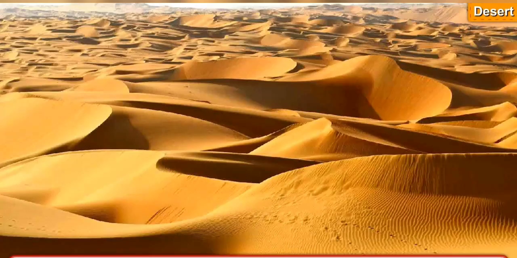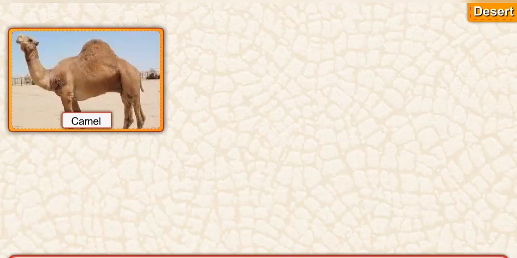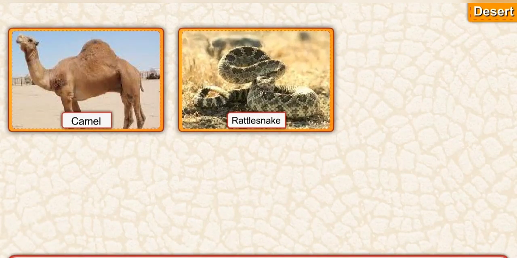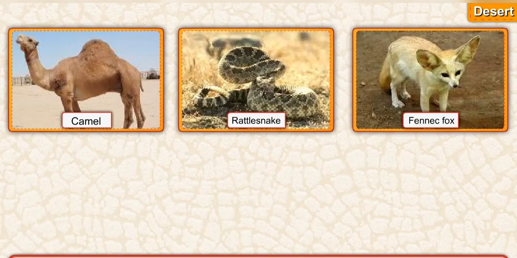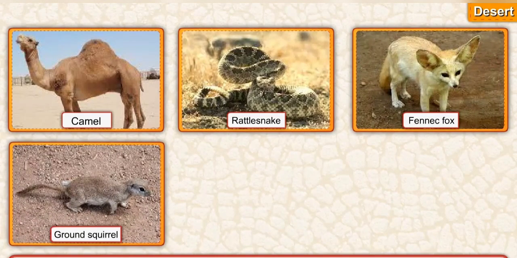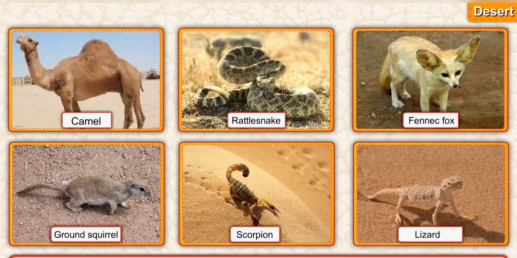Desert. A desert is a dry area, often covered with sand with little or no vegetation. It receives very less rainfall. Camel, rattlesnake, fennec fox, ground squirrel, etc. are found in deserts.